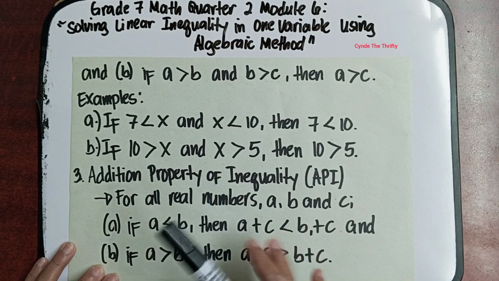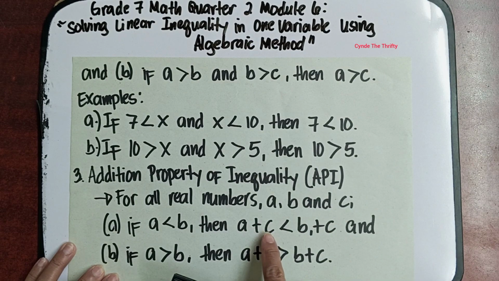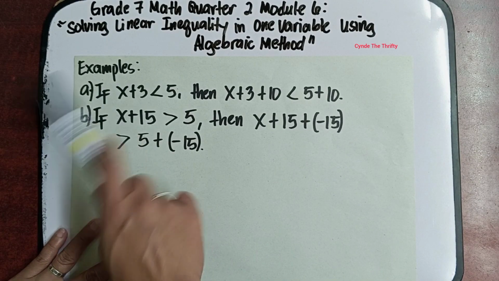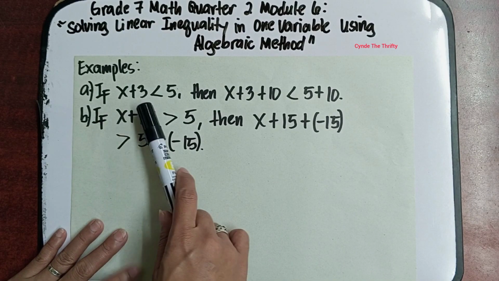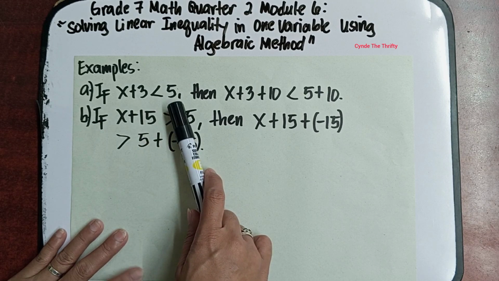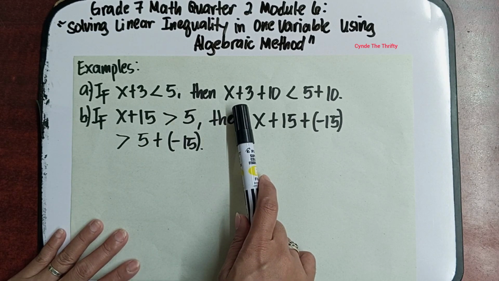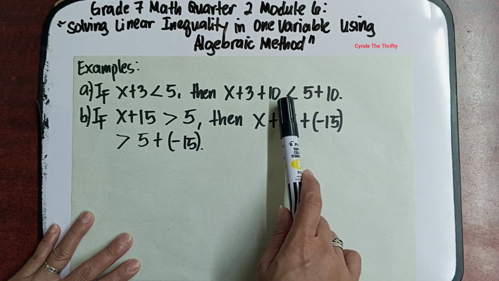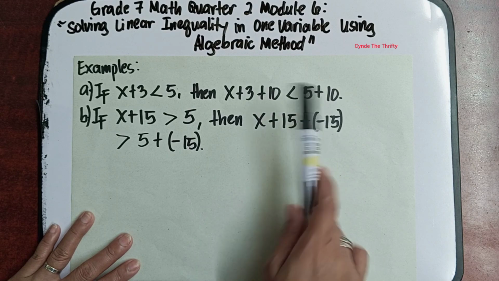Okay, so nag-add tayo ng parehong number sa both sides. Gaya nito, nag-add tayo ng C sa both sides. At dito naman, nag-add tayo ng C sa both sides. Examples. If X plus 3 is less than 5, then X plus 3 plus 10 is less than 5 plus 10. So, nag-add tayo ng 10 both sides.